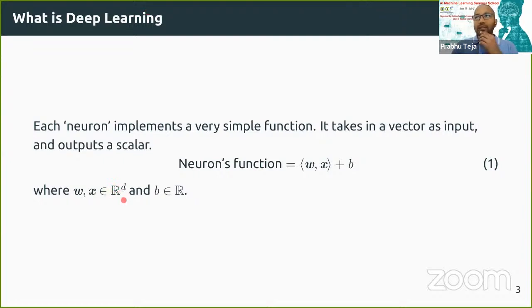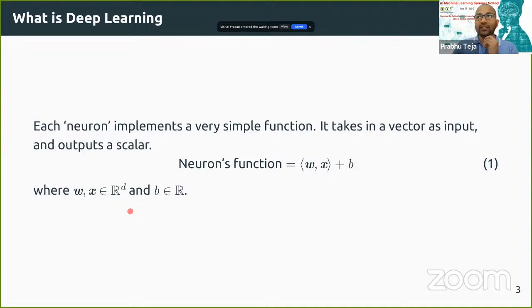in d-dimensional space, and W is another vector that is a property of a neuron that is also in d-dimensional space. And what this angular bracket is, it is just an inner product. So the inner product of W and x is just W1x1 plus W2x2 plus W3x3 and so on, plus a bias. If you look at it carefully, for example, if you take the case when d equals 2, W1x1 plus W2x2 plus b, that's what this function represents.